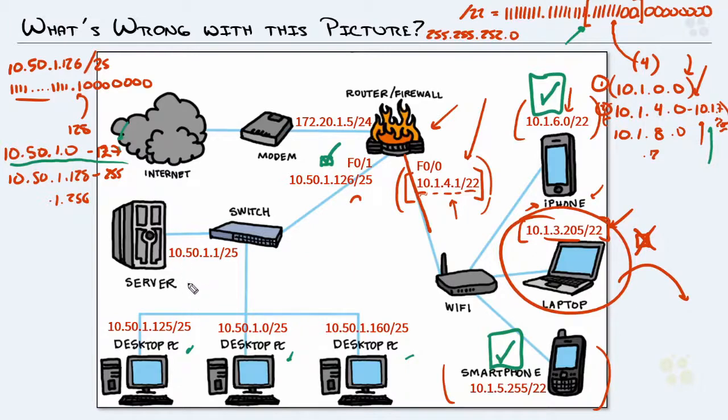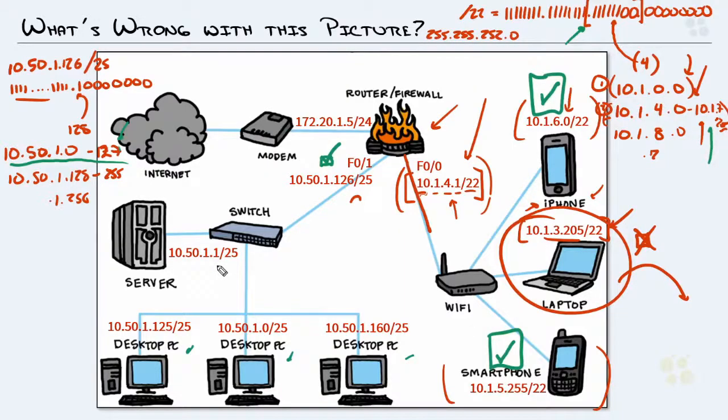Let's look at these guys. We've got this guy on 10.50.1.1. Now, again, we're so used to the decimal world and we're like, oh, well, that's usually the default gateway, isn't it? If we want it to be, but in this case, maybe we didn't. 10.50.1.1 can be assigned to the server as long as that server is configured to use the default gateway of 10.50.1.126. That'll work just fine.